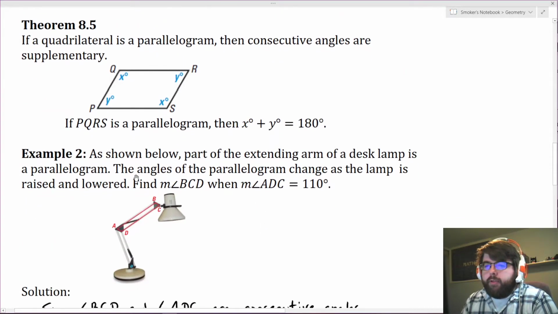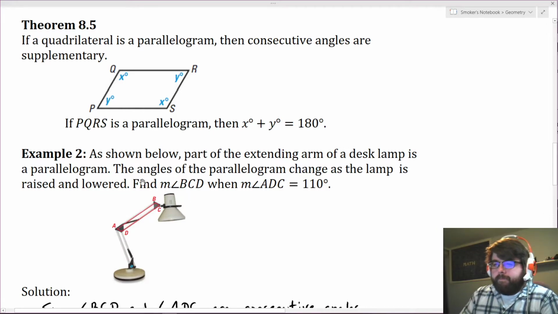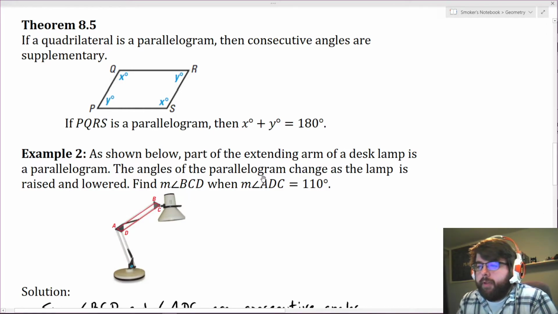Okay, so example 2. So we have a lamp, as shown below. Part of the extending arm of the lamp is a parallelogram. The angles of the parallelogram change as the lamp is raised and lowered. Okay, that's pointless information. We don't need to know that.